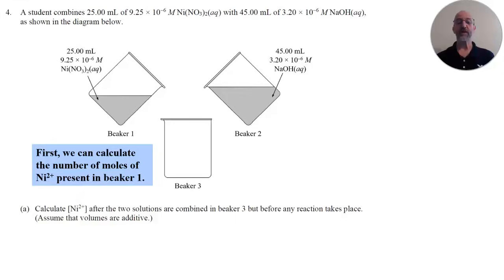So first, we can focus our attention on the solution in beaker 1. And we can calculate the number of moles of nickel 2+ ions that are present in beaker 1. So that would be volume times molarity equals moles. So the volume in units of liters times the molarity, which is moles per liter, that would give us the number of moles of nickel 2+ ions.